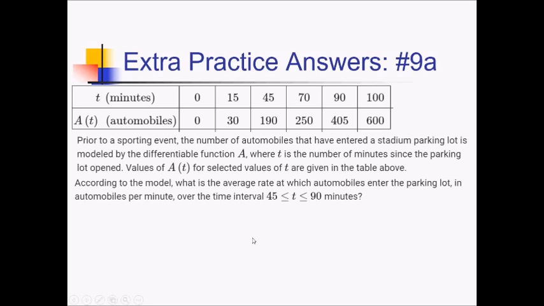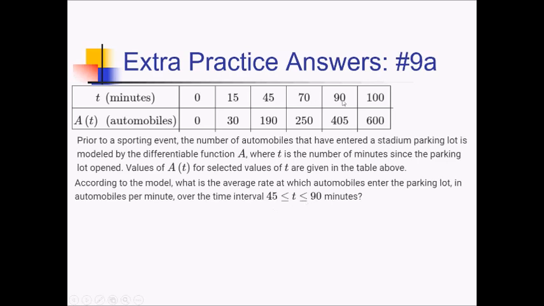For this free response problem, prior to a sporting event, the number of automobiles entering the stadium parking lot is modeled by this function A, which is shown in the table here. And it's a differentiable function for whatever that's worth. Now, according to the model, we want to know the average rate at which automobiles enter the parking lot, in automobiles per minute, over the interval 45 to 90. So we're asking for a rate of change from 45 to 90.